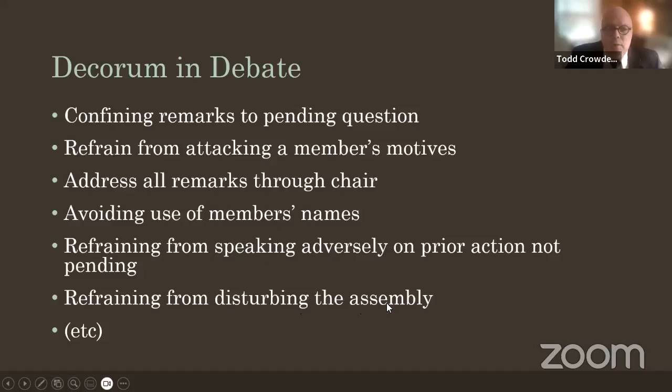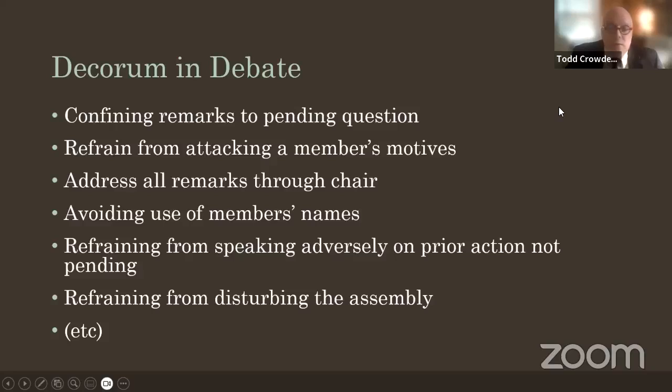Another one is refraining from disturbing the assembly. That's kind of a catch-all: anything that might make people distracted. Walking across the room is named as one possibility. Whispering is another one. Now, walking across the room and whispering aren't out and out prohibited, but if they disturb the assembly, then they are.